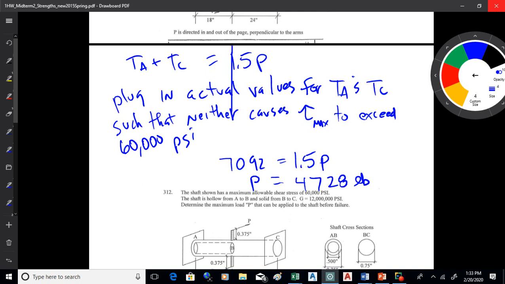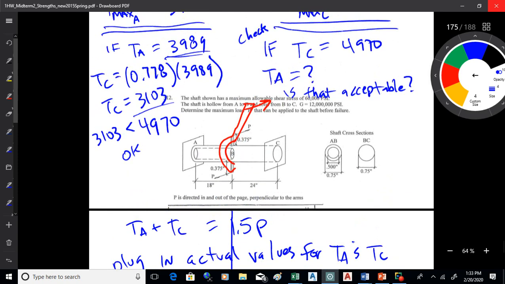Does that make sense? So there's an extra check in there. You have to determine which one of these is going to max out first. You can't push both of them to their maximums. The idea is that 3989 and 4970 do not occur at the same time. If you put a wrench on that and start twisting that, you're going to hit one or the other first. And when you hit that, you got to see what the other one is corresponding at the same time. Add those two together, and that's what the applied torsion equals. Okay? So there's a little extra process in there.